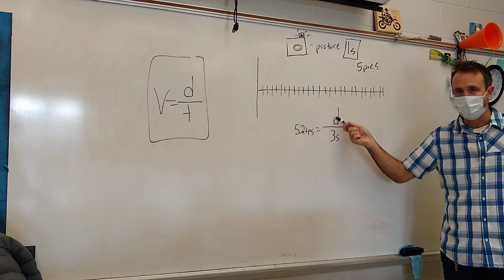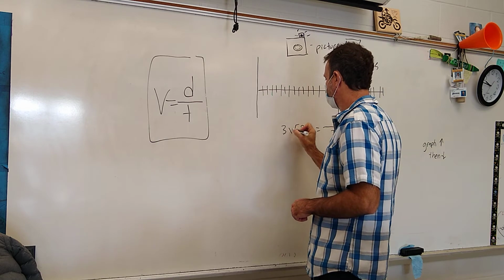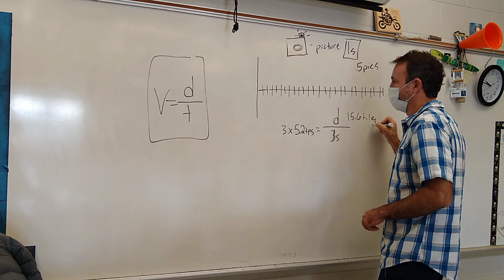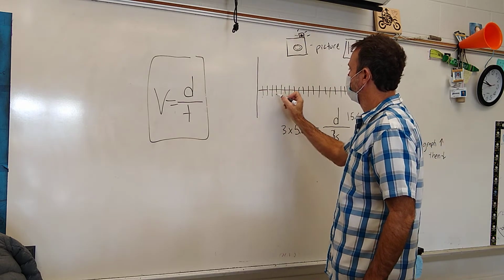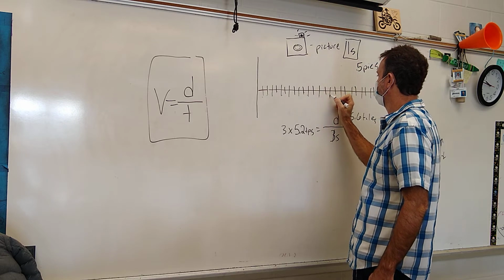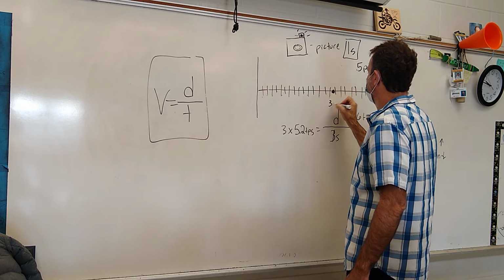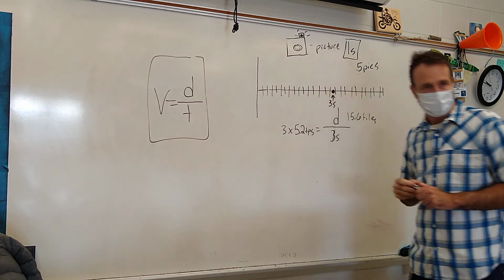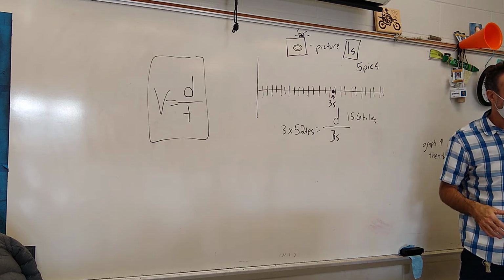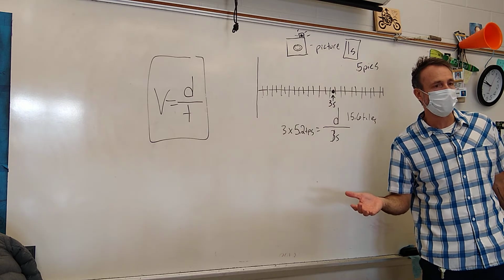V is equal to D over T. So I can just say 3 times 5.2. It's gone 15.6 tiles. So if I go 1, 2, 3, 4, 5, 6, 7, 8, 9, 10, 11, 12, 13, 14, 15.6, you should have a dot at 3 seconds that's at 15.6 tiles. Do y'all have a dot there? That makes sense? Is your third dot at 15.6 tiles?